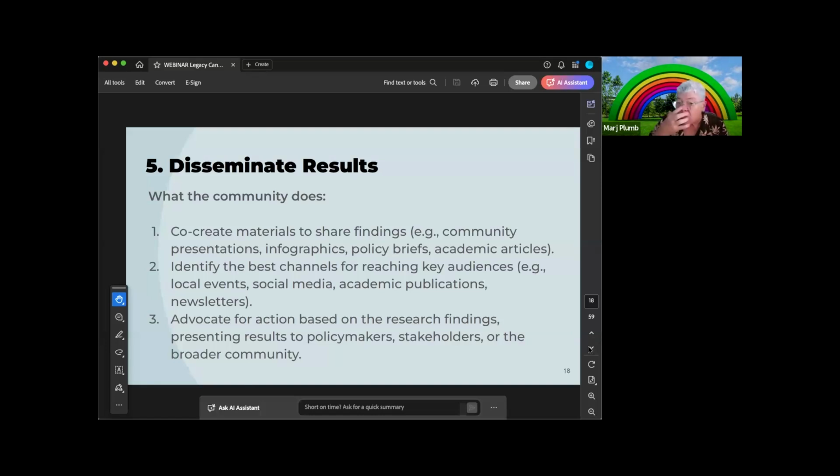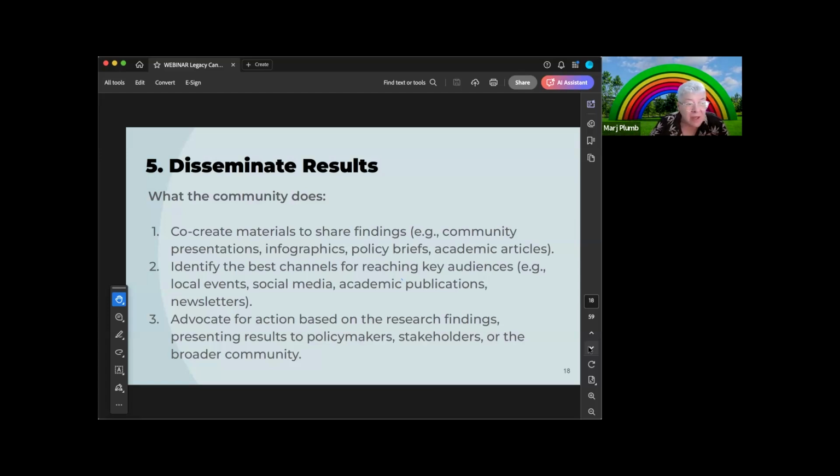The community also helps to co-create other findings, from community presentations to policy briefs and academic articles. Don't forget the community partner when you're doing academic articles. They can identify the best channels for reaching key audiences. So is that a local event, social media, newsletters? And as I said, they advocate for action in a way that is really spectacular.